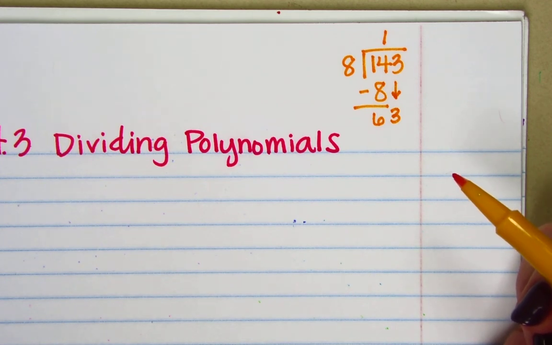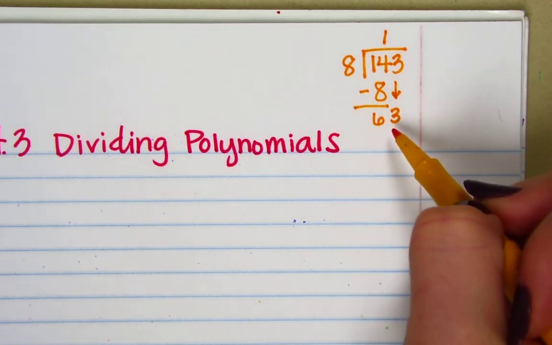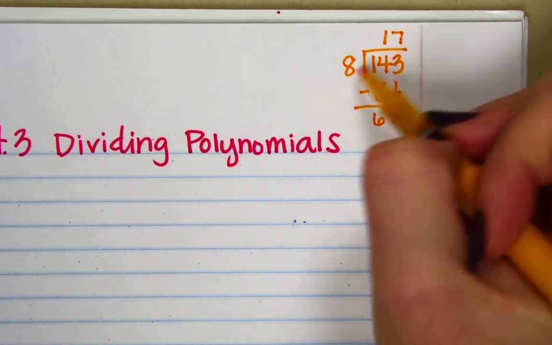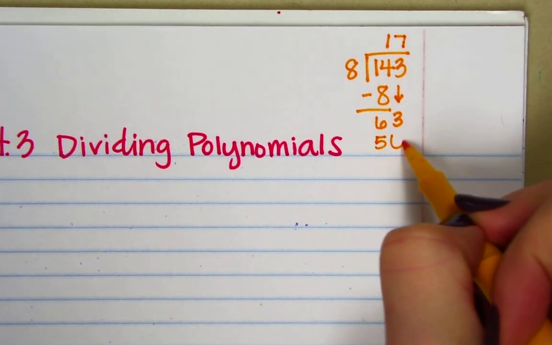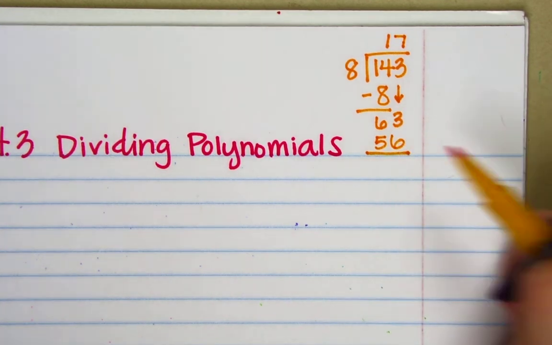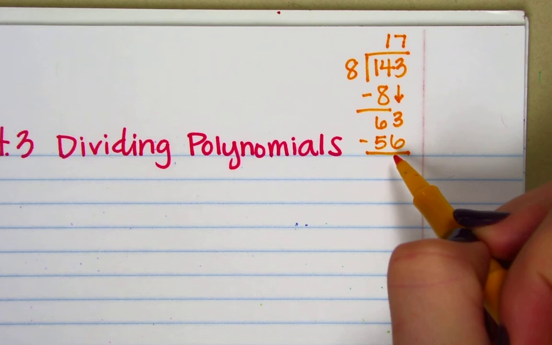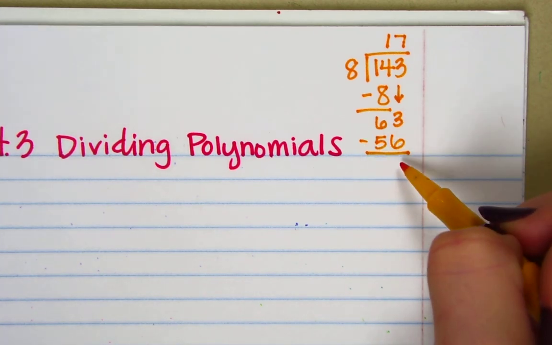I think that was Mariah. Right, 7. It goes in 7 times. 8 times 8 is 64. That's too much, right? So 8 times 7 is 56. Then we subtract again. We change the sign of that 56. 7 times 8 was positive 56. We subtract it, and we get what?